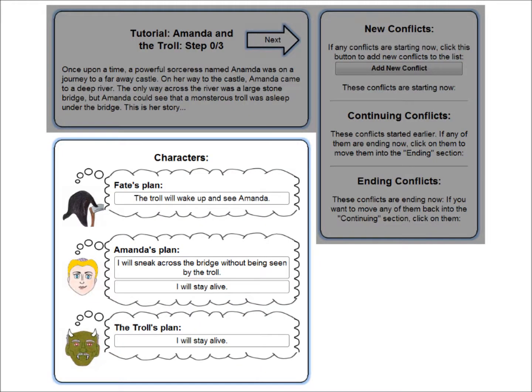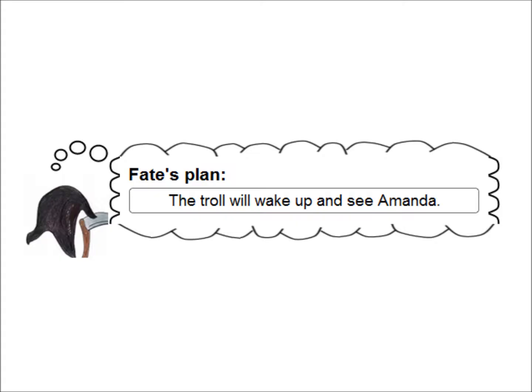The bottom left box shows you the characters in the story. Each one has a thought bubble that tells you what they are planning to do at this point in the story. The first character is called Fate, and he appears in every story. Fate represents destiny, accidents, and the forces of nature. He plans for the troll to wake up and notice Amanda.